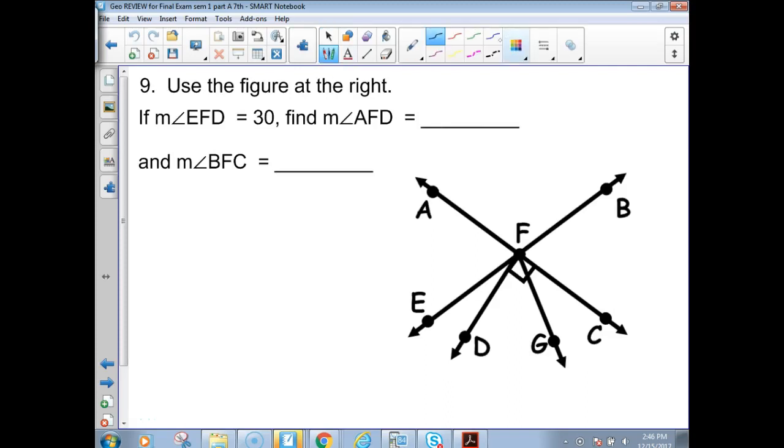Okay, we are continuing Part A review for the final exam. Using this figure down here, it says that EFD, which is this little piece right there, is 30. Find the measure of AFD. Well, the measure of AFD is a right angle because there's a right angle here. There's one over here. So that'd be 90. And then to find BFC, it's vertical to this angle, and that angle would be, since that's 30, this one would be 60, so this one's 60.